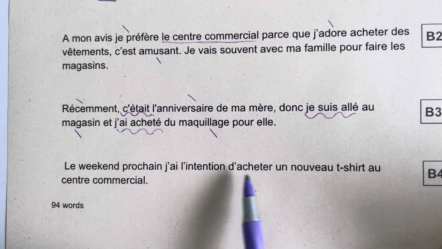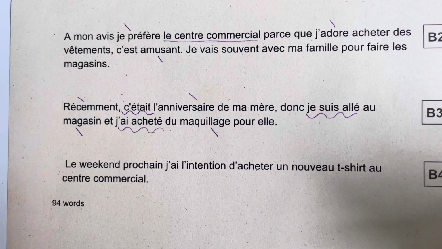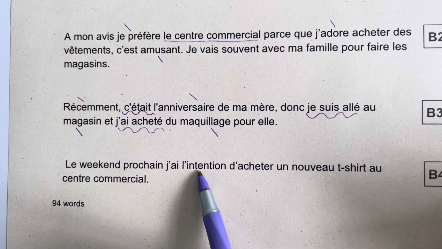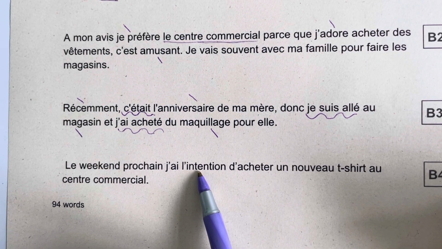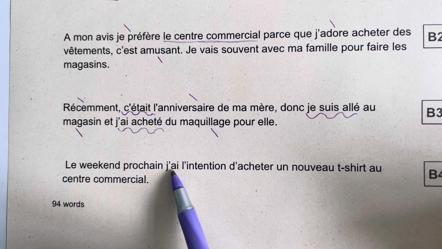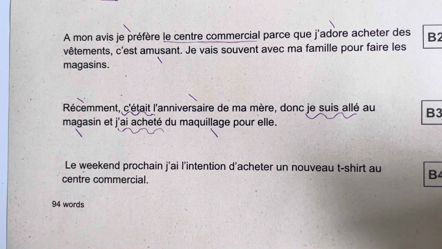Next weekend, I intend to buy a new t-shirt at the shopping centre. And we can see here, I've not used the near or the simple future. I've actually referred to the future using one of the cheats phrases. I intend to buy, so I intend followed by an infinitive, but it still works. I've got my future time phrase.